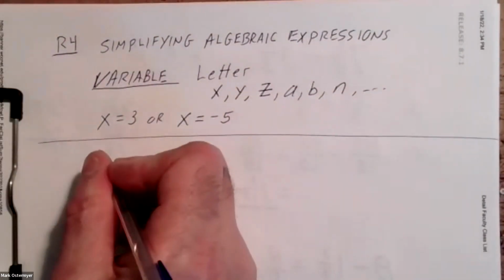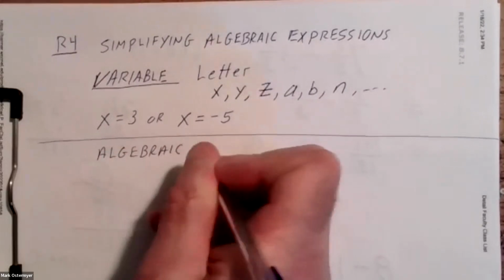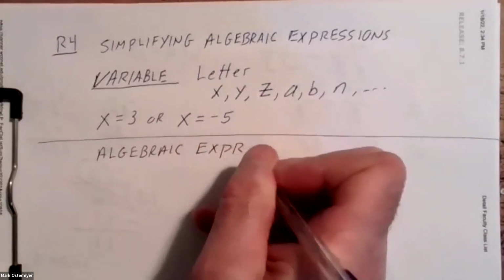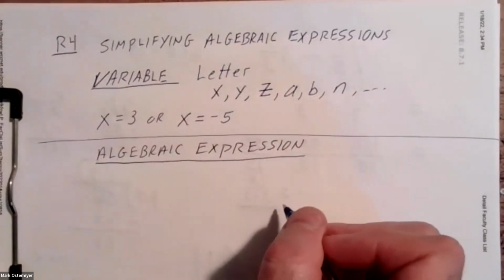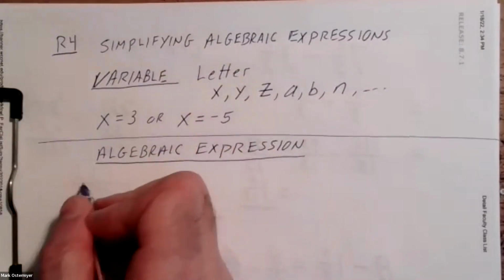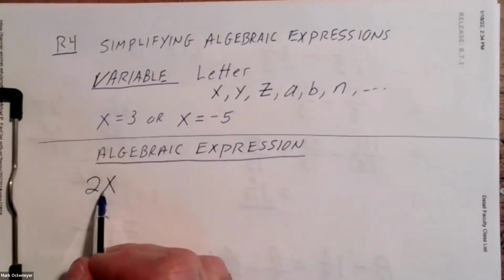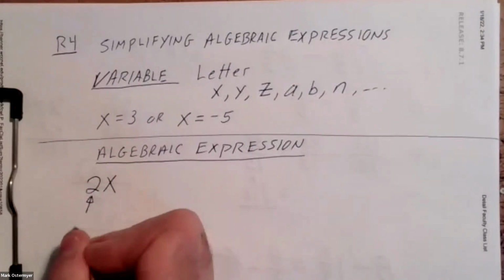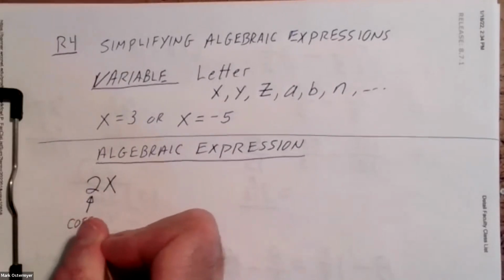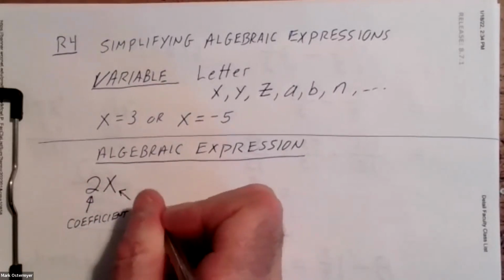All right. What is an algebraic expression? Well, an algebraic expression is an expression that contains one or more variables. For instance, this is an example of an algebraic expression, 2x, with the understanding that it's 2 times x. Now, we say that the 2 here being multiplied by x is called the coefficient of this term. The x is called the variable part.